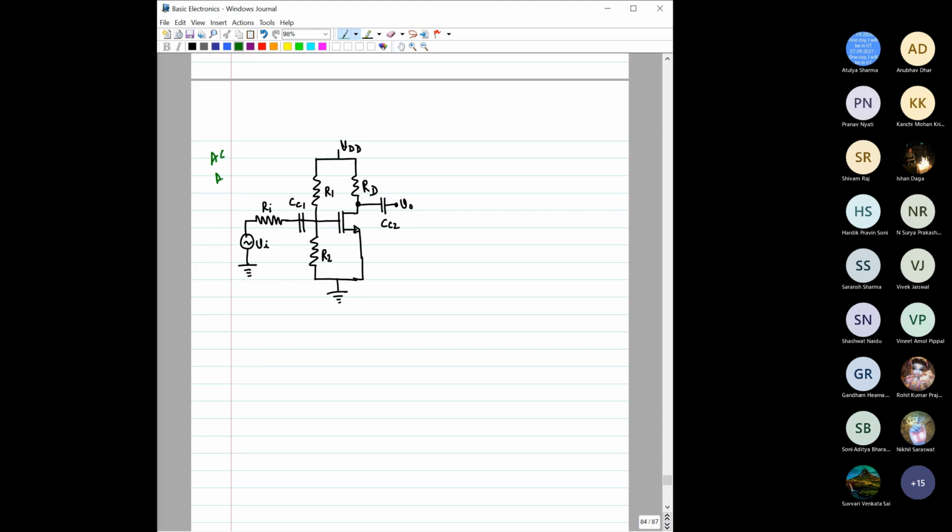So now we are doing the AC analysis. For AC analysis, we know that all these voltage sources, VDD and everything, would be grounded. This capacitor would be shorted, and this capacitor would be shorted. So this will be the AC equivalent circuit. Now, if you have to draw the total small signal equivalent circuit, it is not difficult. So let us start from here.